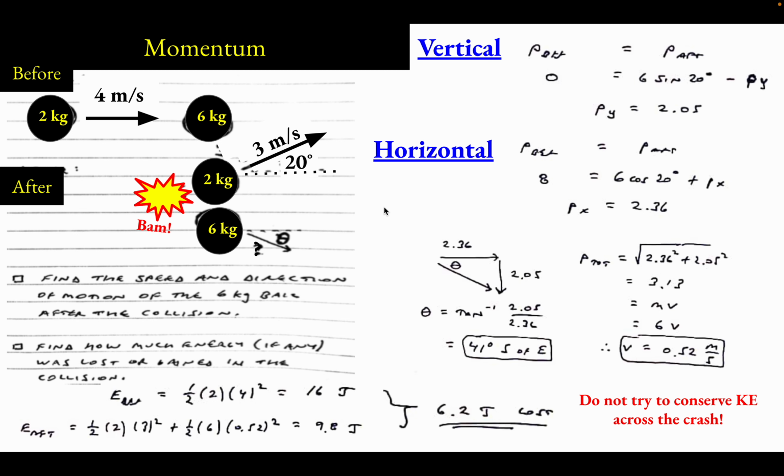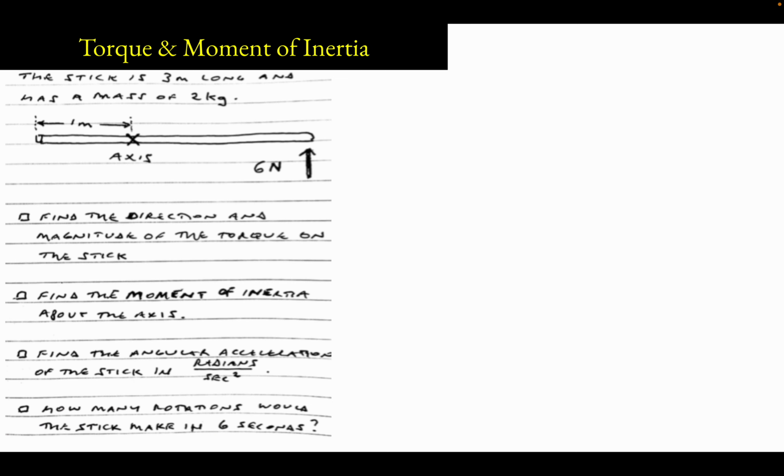So that's a bit of a mechanics felony, to try to conserve the energy across a collision, most of which are not elastic. And so that means some kinetic energy will be lost to the environment. Next, let's look at torque and moment of inertia.